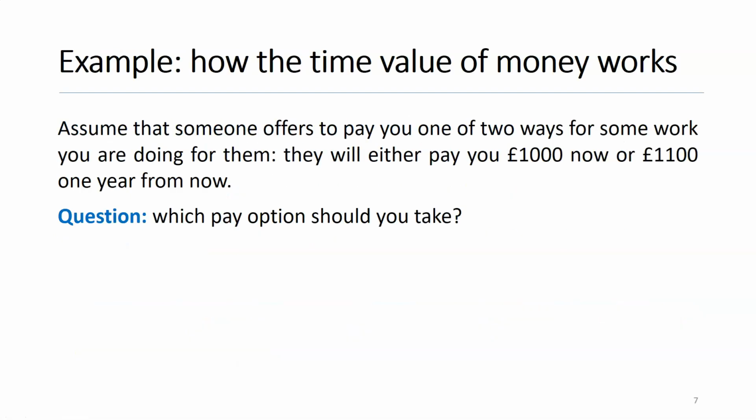Let me give you another example of how the time value of money works. Let's imagine that you've done some work. For example, you worked as a freelance accountant and you are offered 2 ways in which you can be paid. They can pay you £1,000 now, or a bigger sum, £1,100 1 year later. What would you prefer? Which option should you take? It's clear that if you were offered the same amount, you would prefer to get it now. But they're offering to pay you a greater amount 1 year later. How do you make a decision?